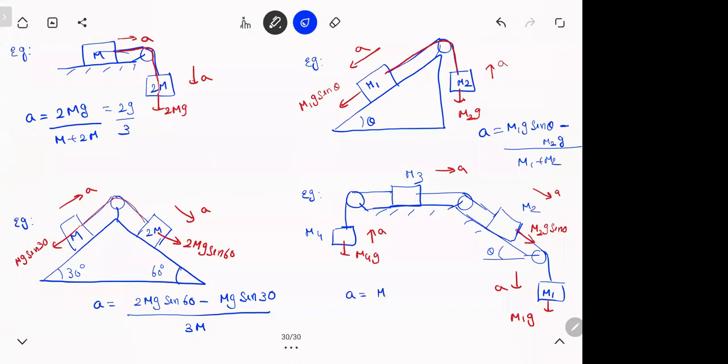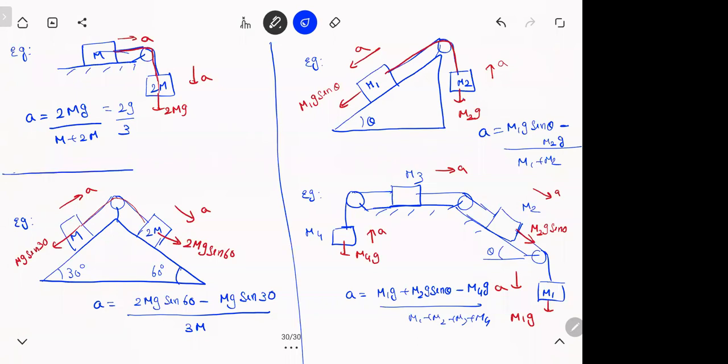What is M1 doing? Helping you. M2 is also helping you, but only a component. M3 is not doing anything. M4 is opposing you. Total mass, M1 plus M2 plus M3 plus M4. That single step may get the answer. Saves you a lot of time. So have a look at the examples. So you can put an FBD and solve, but this also works.